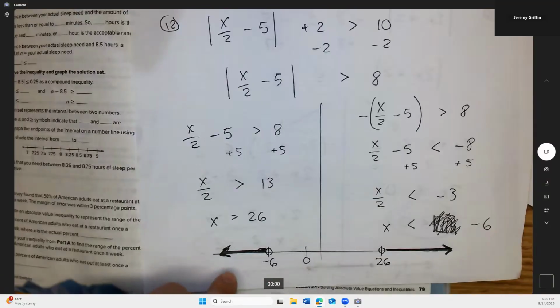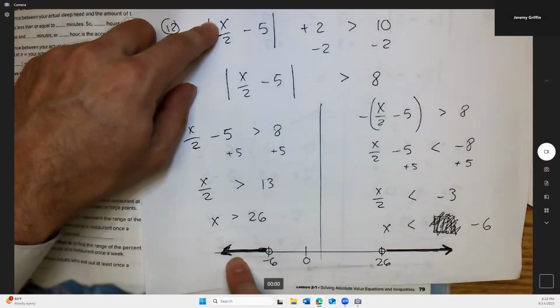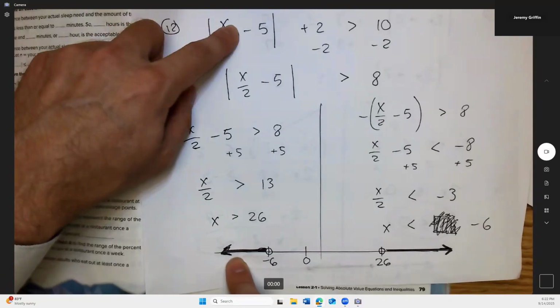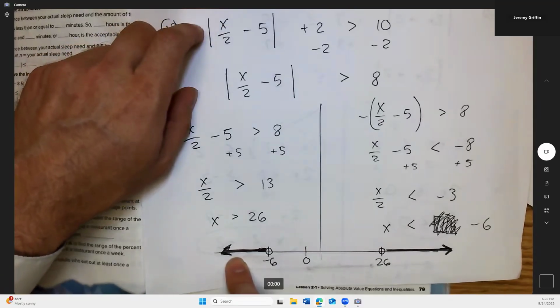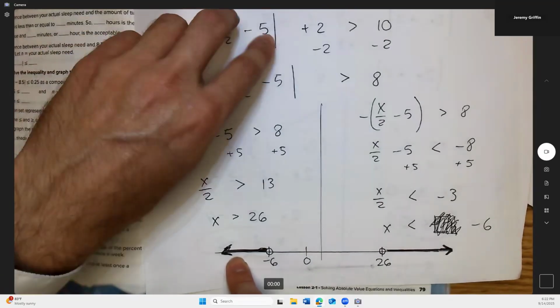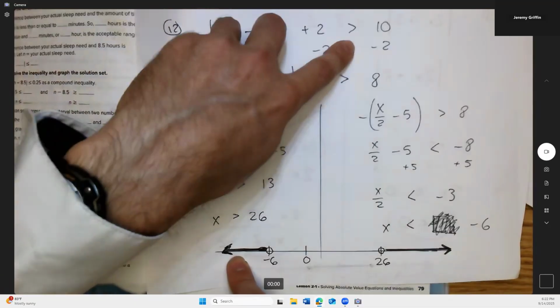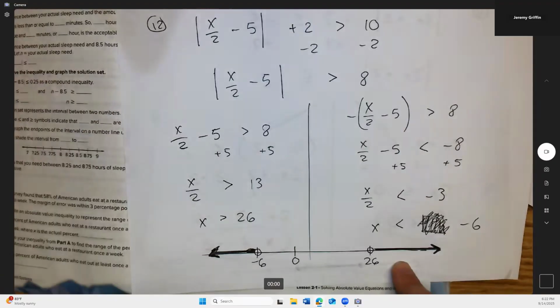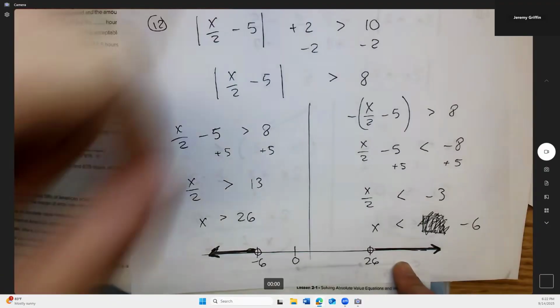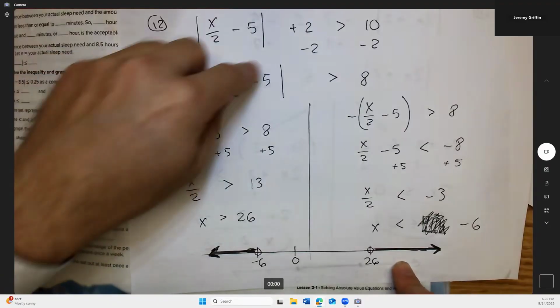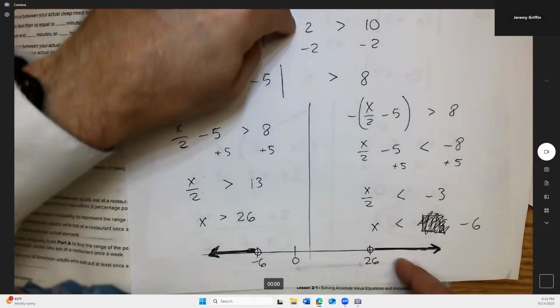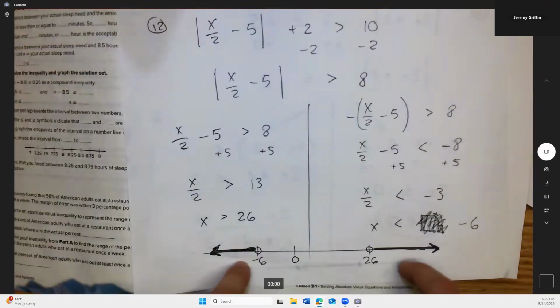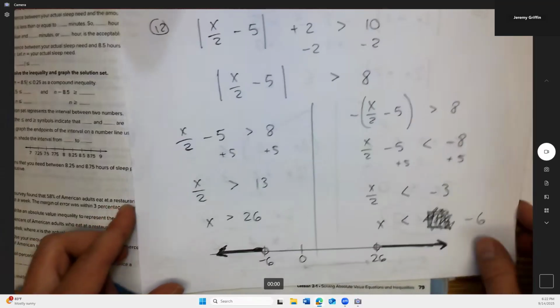Right? What if I plug in like -10? So -10 divided by 2 is -5, minus 5 is -10. Absolute value is +10, plus 2 is 12. Greater than 10? It sure is. So that works. How about 30? So 30 divided by 2 is 15, minus 5 is 10. Okay, so absolute value is 10, plus 2 is 12. 12 is greater than 10. Yeah, that also works. All right, so that's exactly it right there.